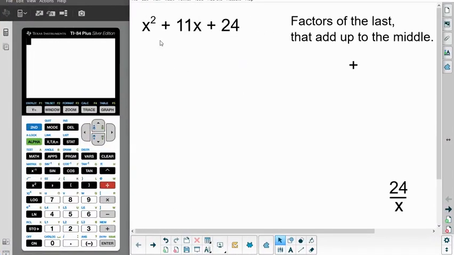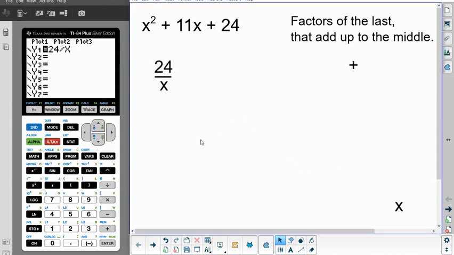So our problem is x squared plus 11x plus 24. And here's that phrase that I said I'm going to repeat several times today: factors of the last that add up to the middle. We're going to focus on the first part of this phrase, where it says factors of the last. So we look at 24, and we're going to use our calculator to produce a list of the factors of 24. This is how you do it. I go to the y equals, and in there I'm going to put in 24 divided by x, and that actually creates the fraction 24 over x.